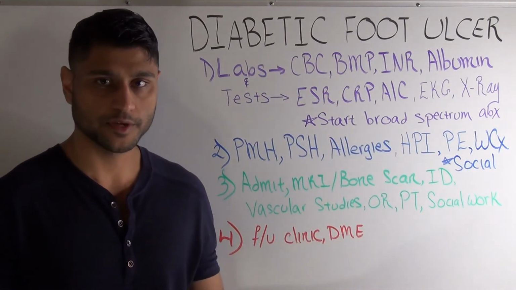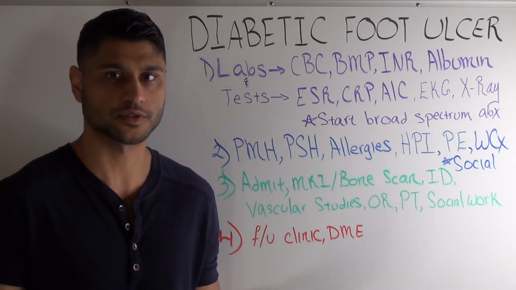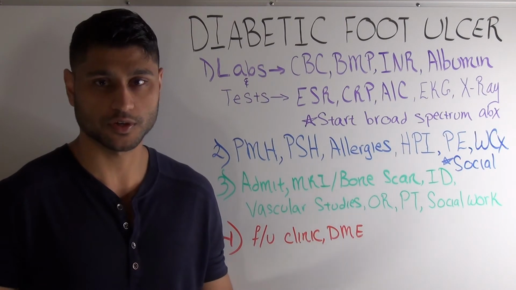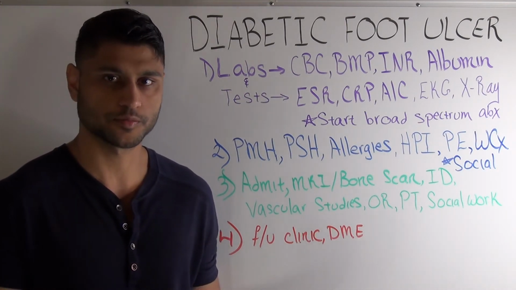Also really important in diabetic patients is always get an A1C. You want to make sure your patient's A1C is well controlled. If it's a 10, 11, 12, I see 13 and 14, you might consider getting an endocrinology consult while the person is in-house.